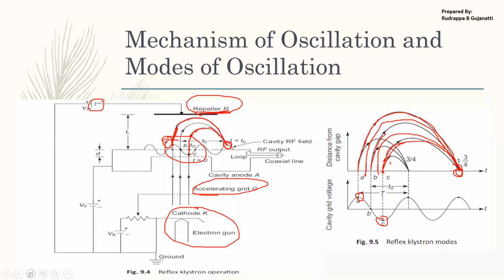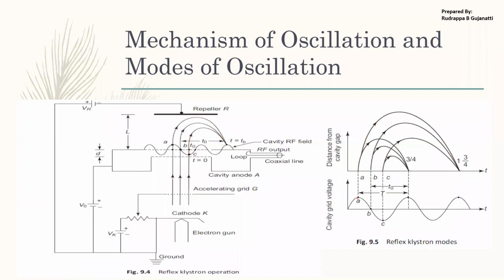So if you just observe, the electron which is interacting at the positive peak is traversing a longer distance, but it is taking the same amount of time to reach this point. So all these electrons will be reaching the same point. Because of this bunching, we get the microwave AC signal.